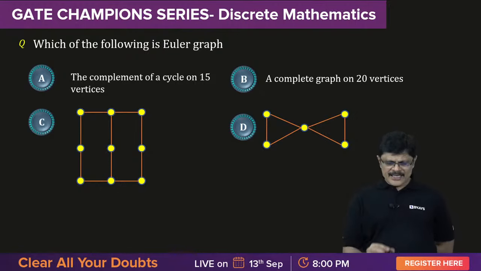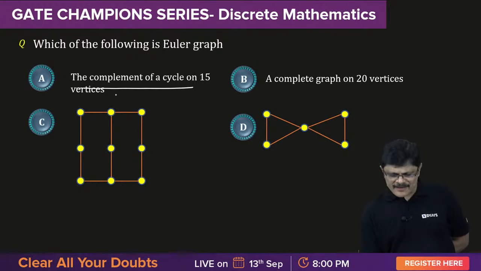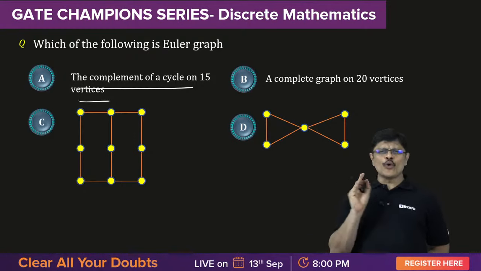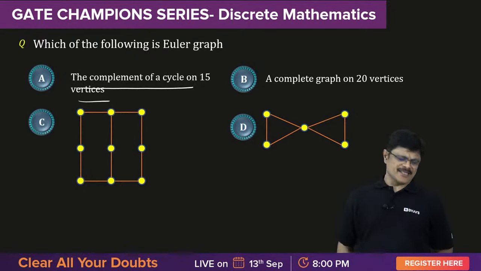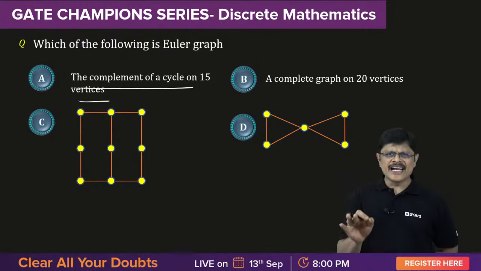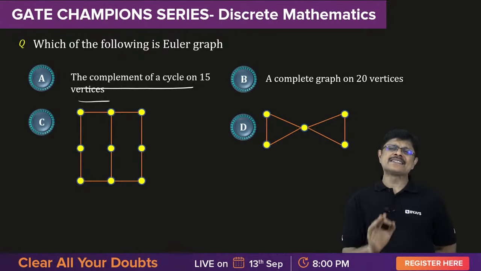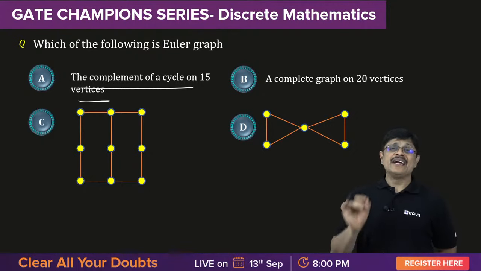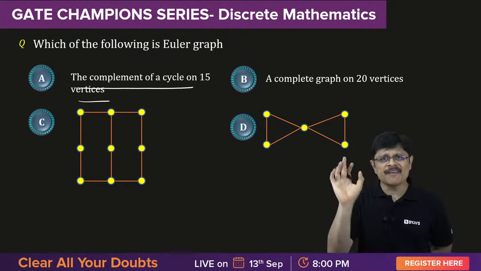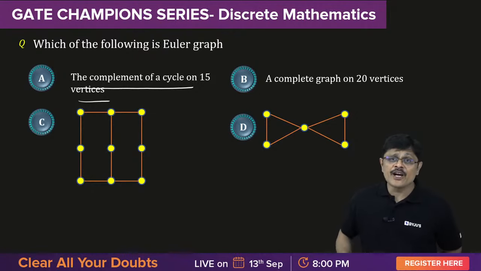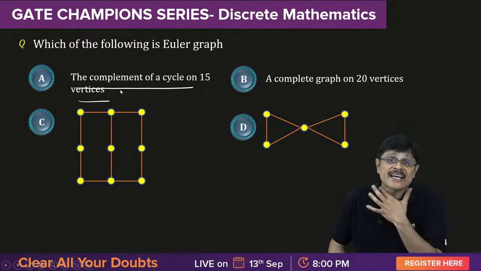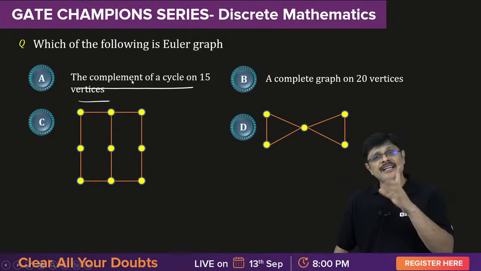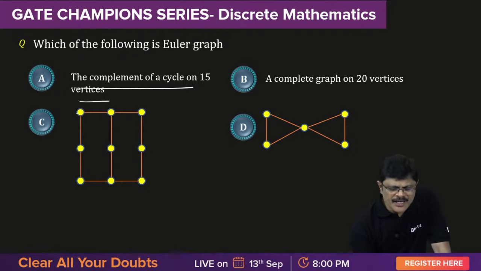He says ACD: complement of a cycle with 15 vertices. See, the simple logic is that the Euler graph is the only problem which is completely characterized. You can easily identify whether it is an Euler graph by a simple property, an if and only if condition. If the degree of every vertex of a connected graph is even, then it is an Euler graph. Now look here, what is the degree of this?